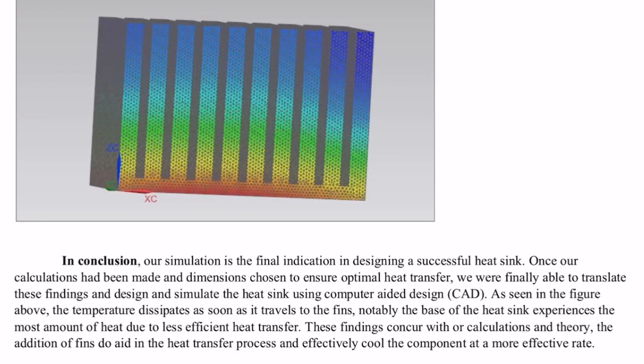Our simulation is the final indication in designing a successful heatsink. Once our calculations had been made using Roberto's MATLAB code, we were able to choose dimensions. As he went over in part of the presentation, his code allowed us to be more effective with our decisions, as it allowed us to manipulate the numbers without having to redo the calculations by hand each time. And this allowed us to choose the dimensions that ensured optimal heat transfer.